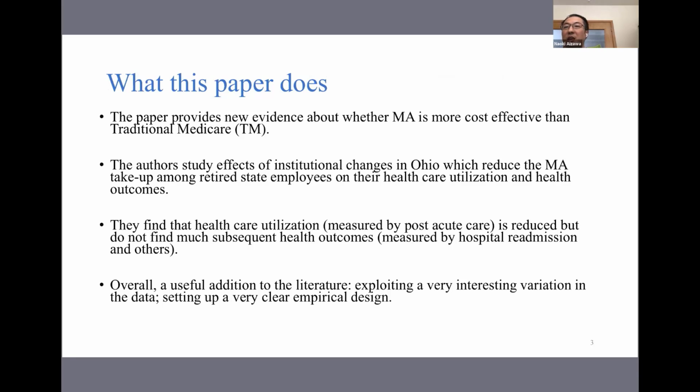The finding is that healthcare utilization, particularly as measured by post-acute care, is reduced, but there seems to be no effect on the subsequent health outcome measured by hospital readmission rate. So this result sounds like it supports that Medicare Advantage is maybe a good arrangement to reduce inefficient spending without harming much in the economy. I view this as a useful addition to the literature studying these issues, particularly exploiting very interesting variation in the data. And I think the empirical design seems to be very clean.